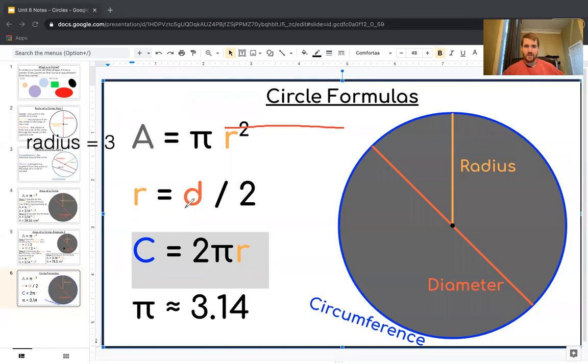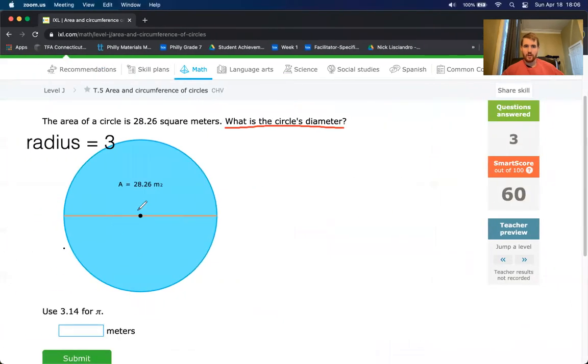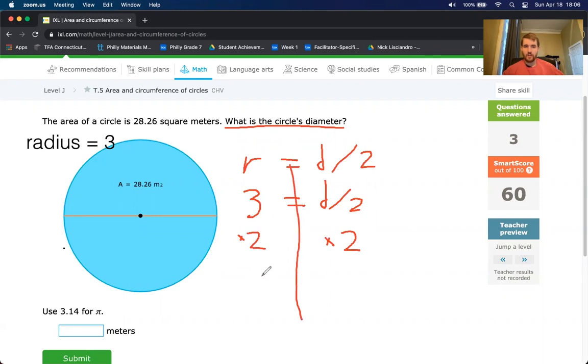Radius equals diameter divided by 2. So this is just telling us that the radius is equal to the diameter divided by 2. In other words, the radius is half the diameter. But we can solve this as an equation. 3 equals d divided by 2. What's the opposite of dividing by 2? Multiplying by 2, times 2, times 2. And you will get that 6 equals the diameter.